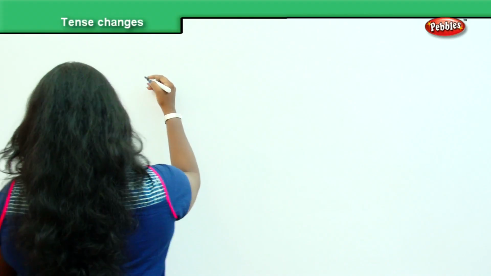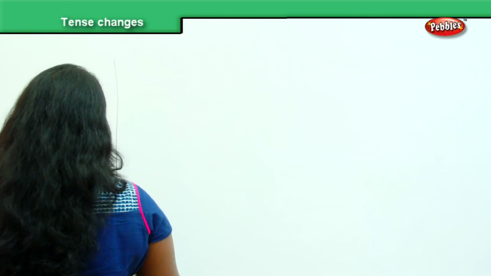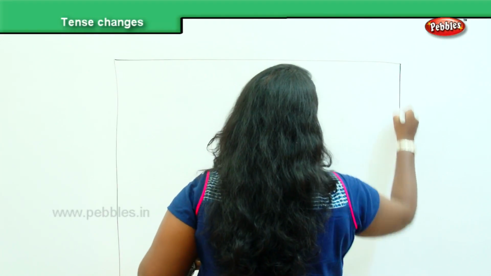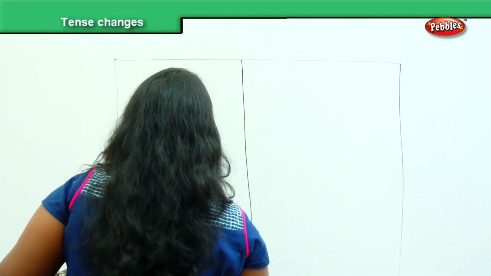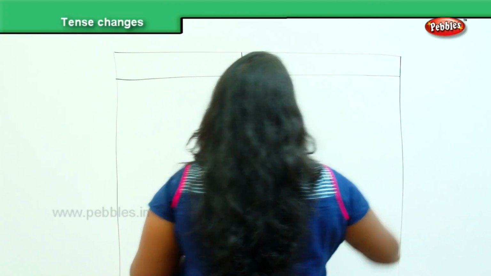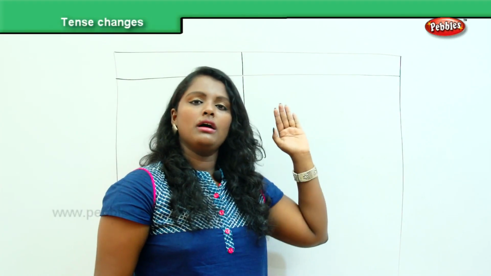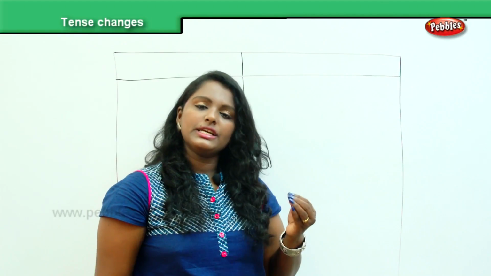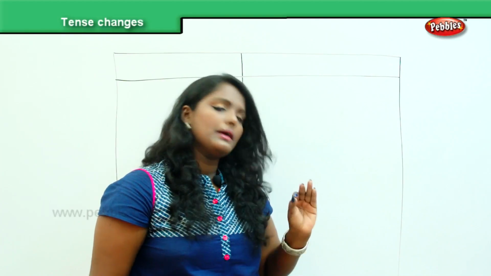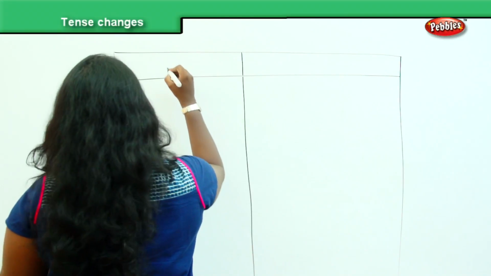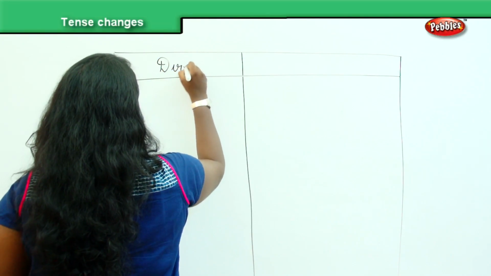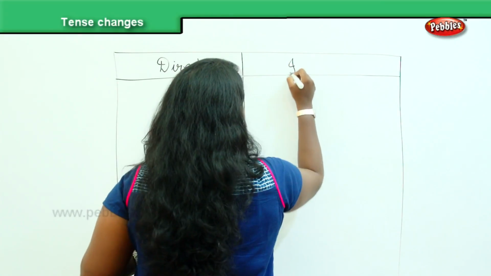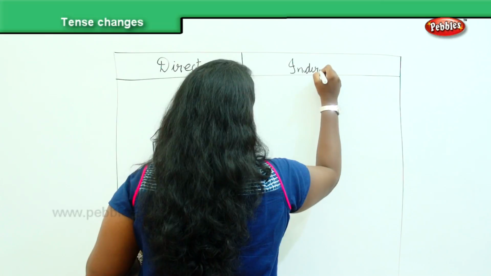For that purpose, I'm going to give you a short table as to which tense a sentence is to be converted, following which I will be giving you some examples, right? If you are able to remember this particular table or tabular column, then converting the sentence with respect to the tenses becomes very easy. This is the direct, and this is the indirect.